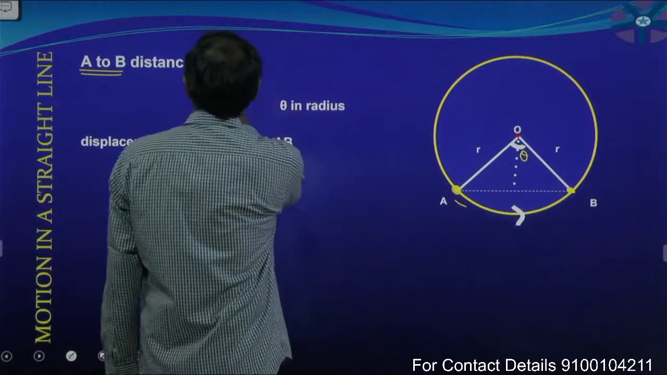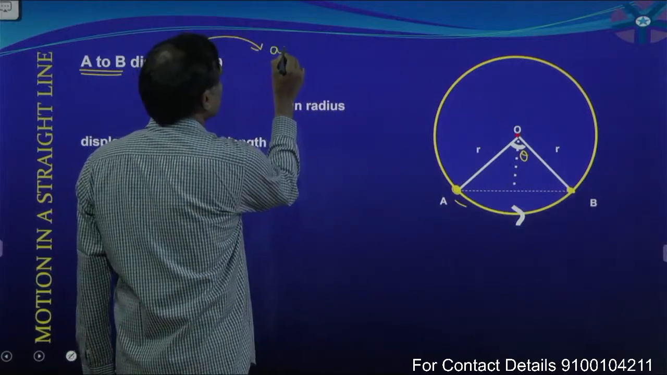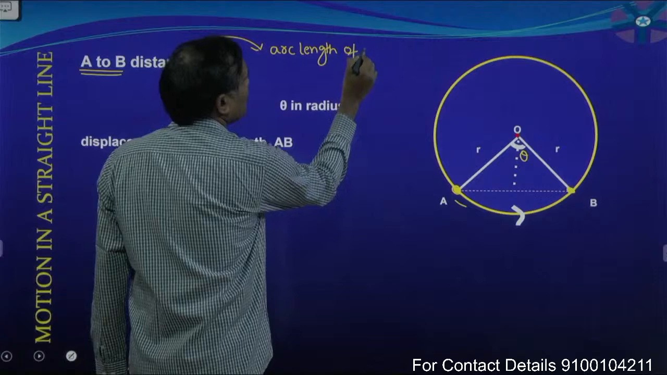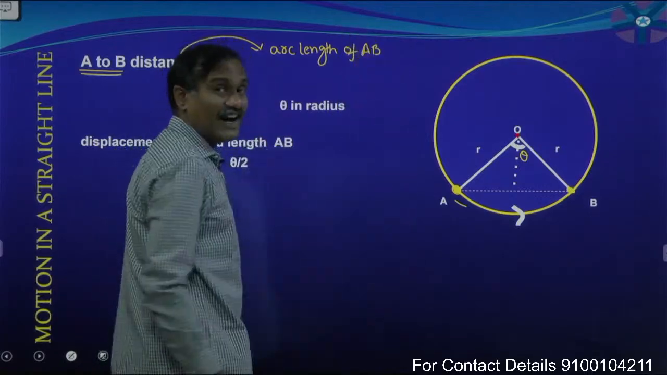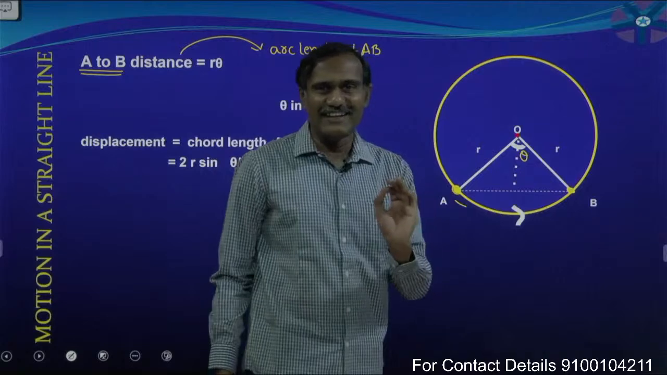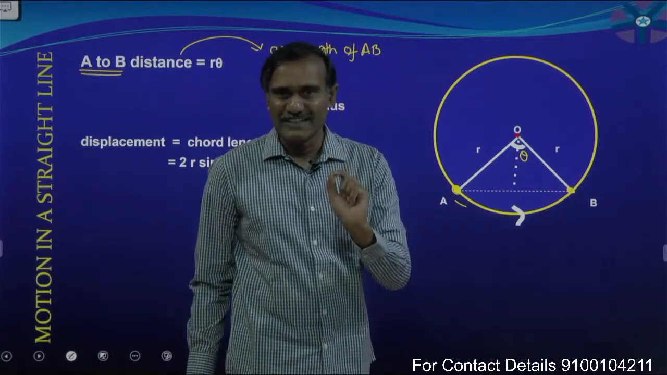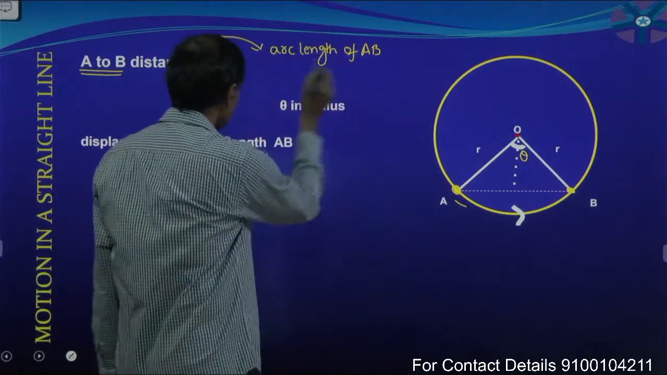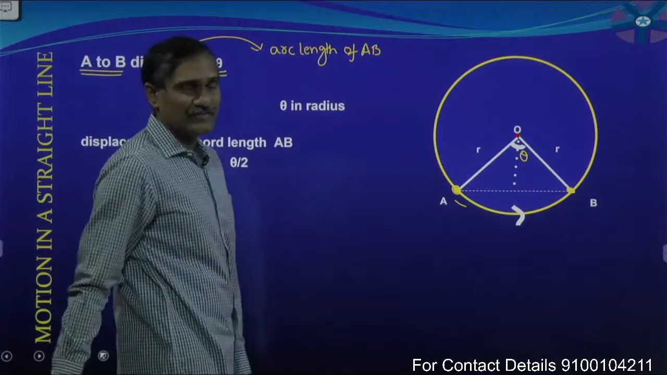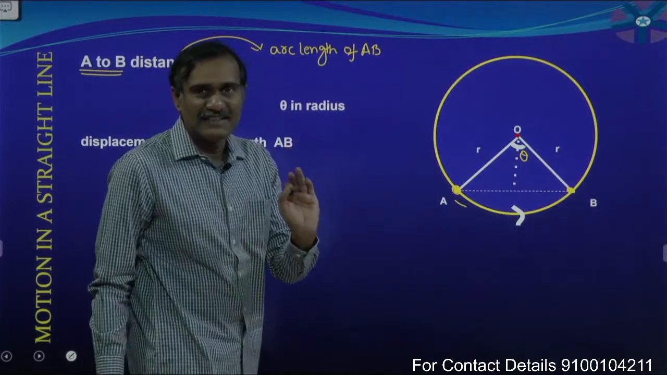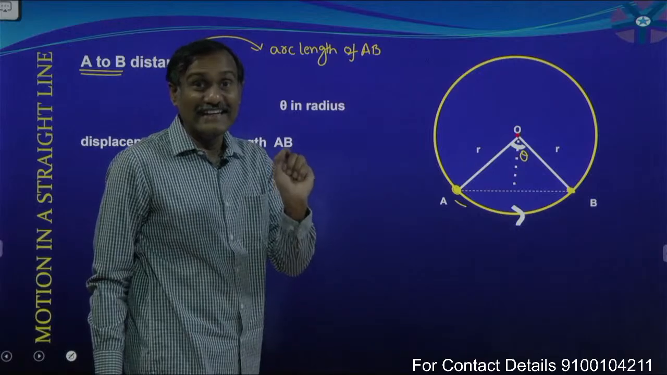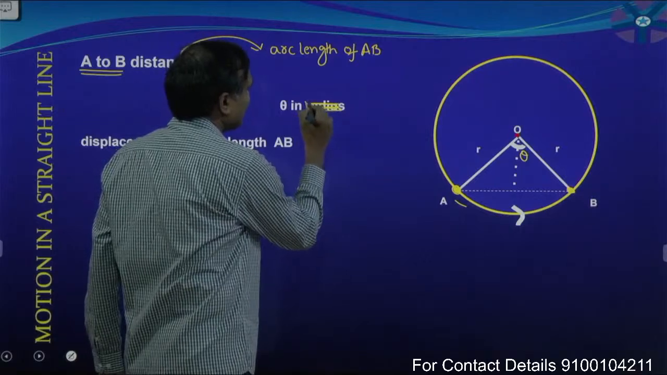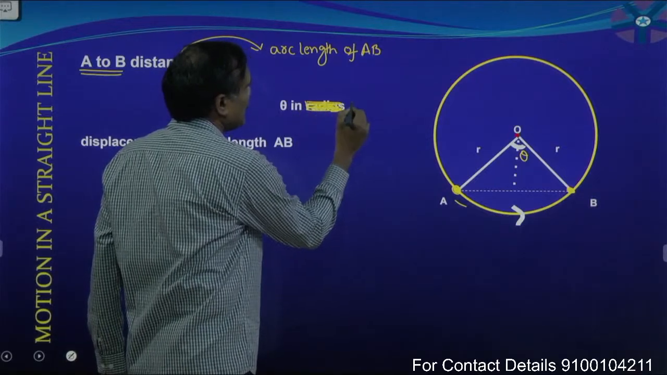That means the distance, nothing but the arc length of AB, is what we want to calculate. Already in your 10th standard you know that arc length is nothing but r into theta. You must remember that theta should be in radians. Remember that, this theta should be in radians.